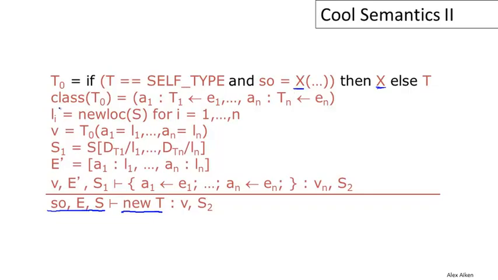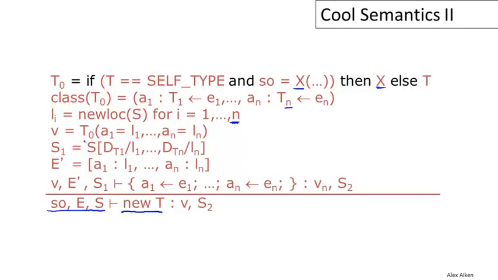All right, so now we go and look up what kind of object T0 is. And we get out the list of attributes, types, and initializers for T0. So this tells us what we have to do to construct an object of this type. The next thing we do is we allocate locations for each of the attributes. Because there were n attributes, we're going to allocate n locations, one for each attribute.